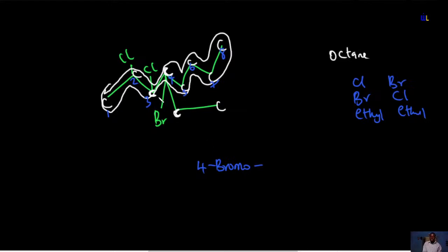After bromo is chloro. Chloro dey number 2, chloro dey number 3. So it's 2,3-dichloro. After chloro, there's no other chloro, we go to ethyl. Ethyl is on number 4. 4-ethyl octane. So basically that's that.